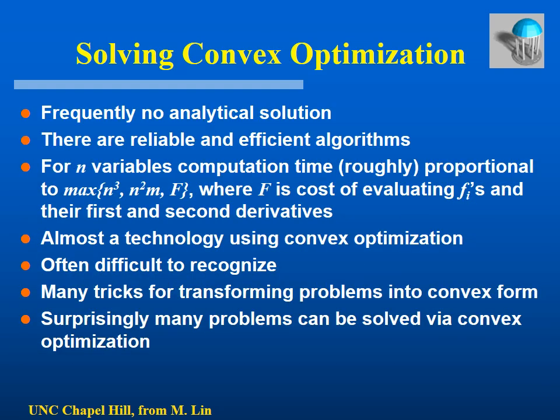Convex optimization is solvable, but frequently there's no analytical solution. We can't write down an equation in terms of the variables in our constraints and the variables in our objective function. Instead, the problem typically is solved iteratively. And there are reliable and efficient iterative algorithms for doing that for convex optimization.